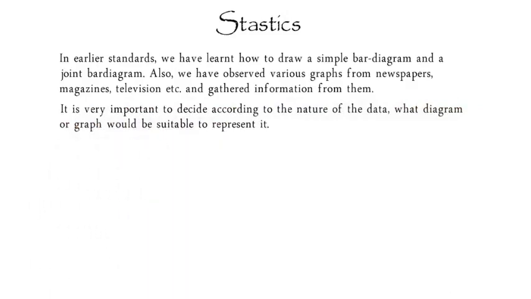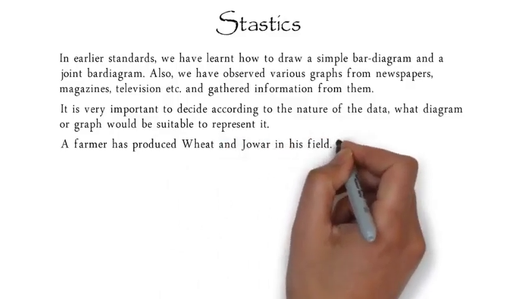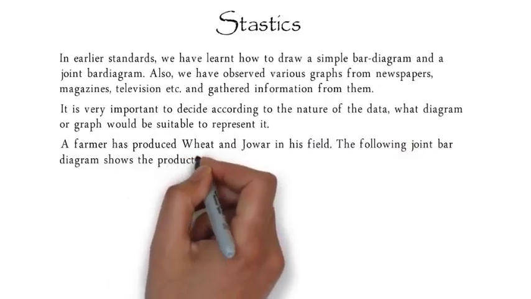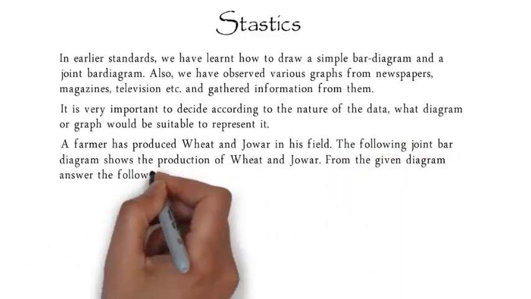to represent it. A farmer has produced wheat and jawar in his field. The following joint bar diagram shows the production of wheat and jawar. From the given diagram, answer the following questions.